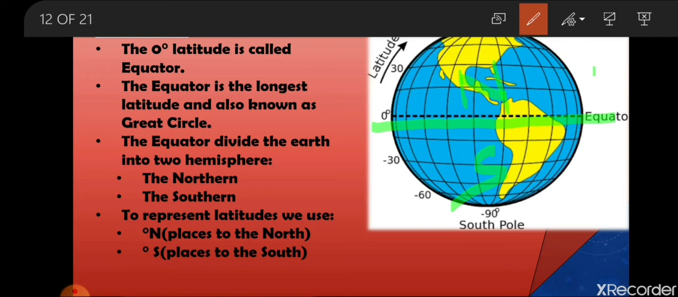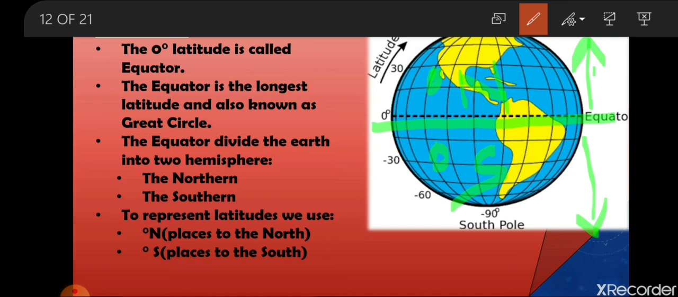So the points that are north of the equator are represented as degree north, and the points that are located towards the south of the equator are represented as degree south. Basically the equator divides our earth into two equal halves, that is the northern hemisphere and the southern hemisphere. So I hope it is clear to you.